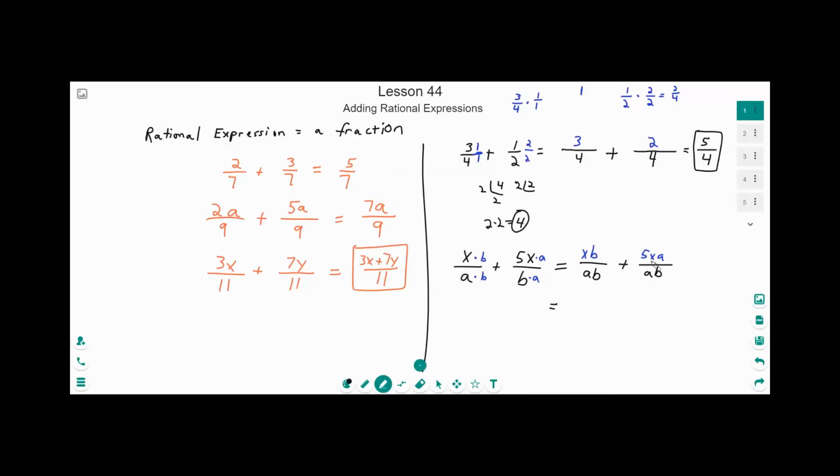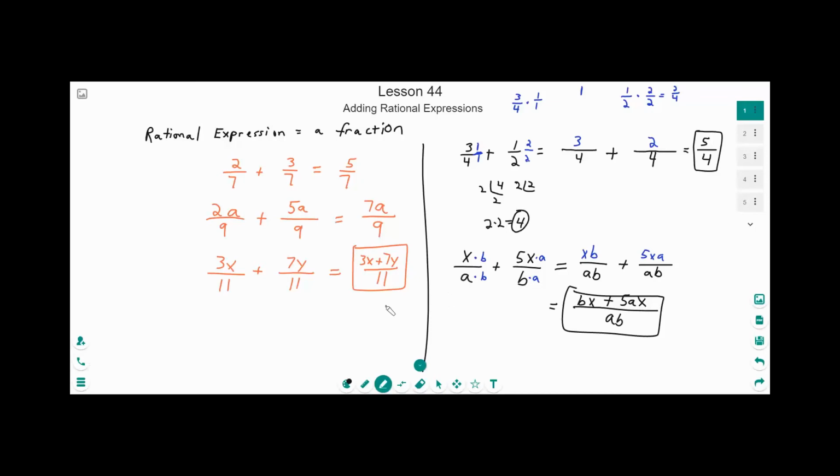Now we can add this because we have common denominators. Unfortunately, the numerators are not like terms, so we can't add them together. So we'll just write them in alphabetical order maybe: bx plus 5ax all over ab, the common denominator. That would be our solution.